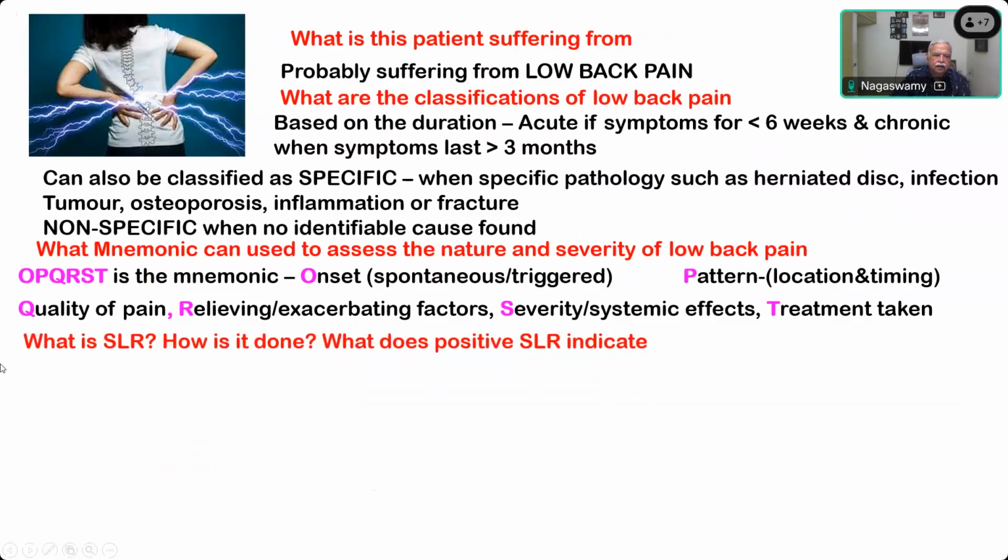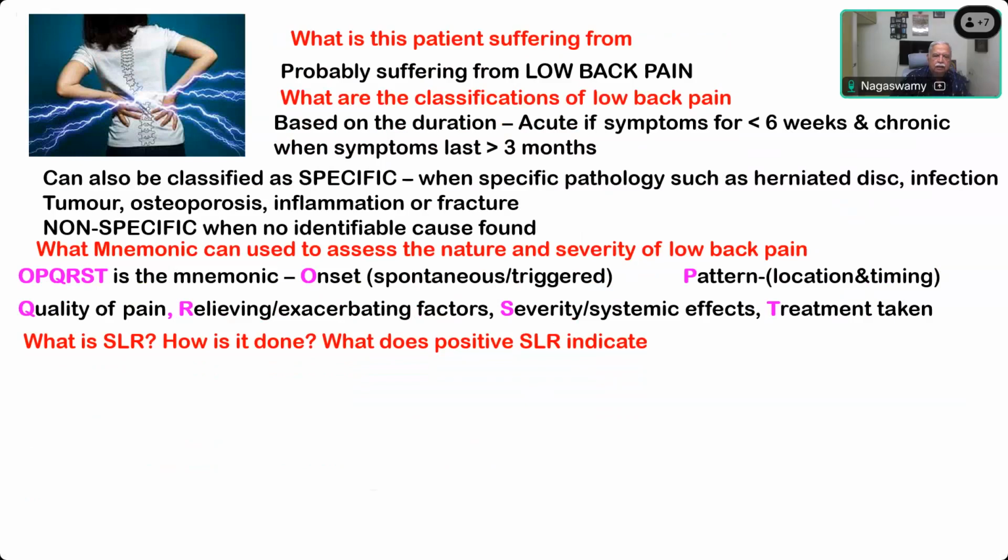What is SLR? How is it done? What does positive SLR indicate? Straight leg raise test. How is it done? The patient will be in supine position. They'll raise the lower limb without bending the knee, and they'll check for radiating pain.